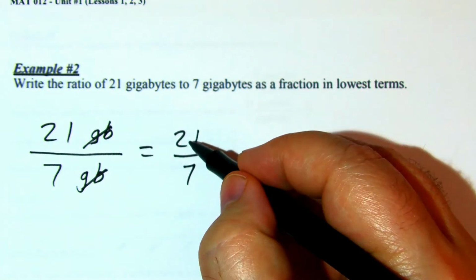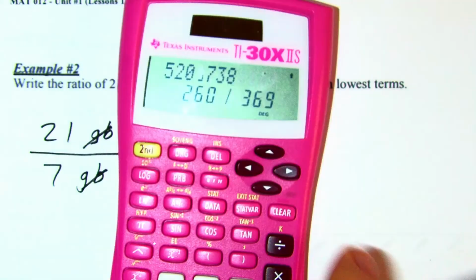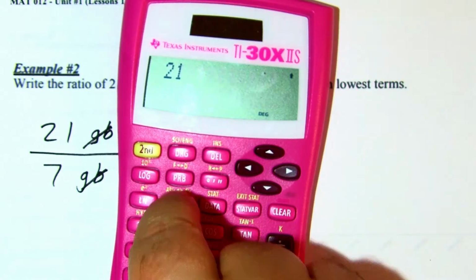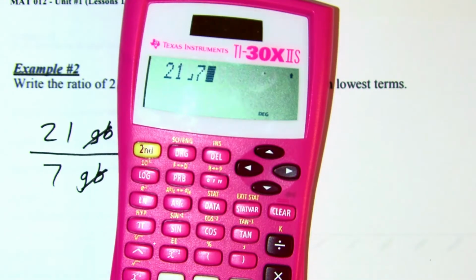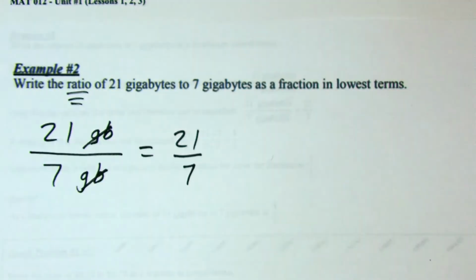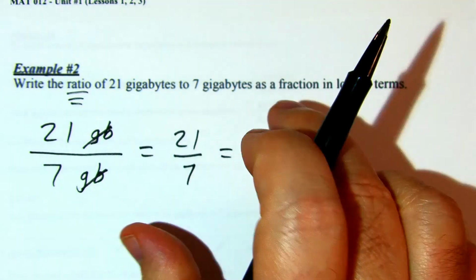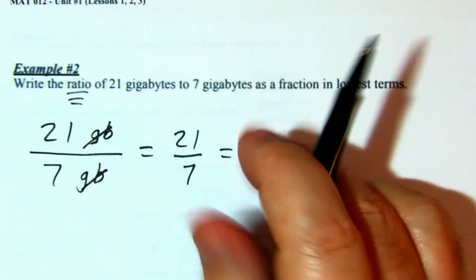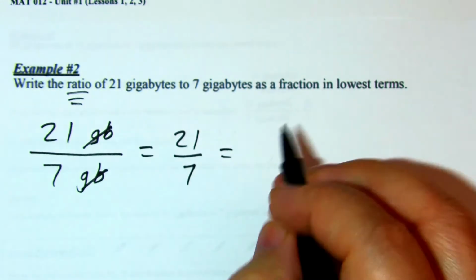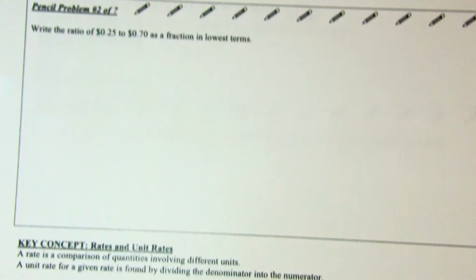I could type this into my calculator, 21 ABC 7, and let me go ahead and do that. 21 ABC 7 gives me 3. Recall that since we're dealing with a ratio, it is two numbers. So depending on the context of this problem, we might say the answer is 3, but in this case, since it's a ratio, we have to say it's 3 to 1.